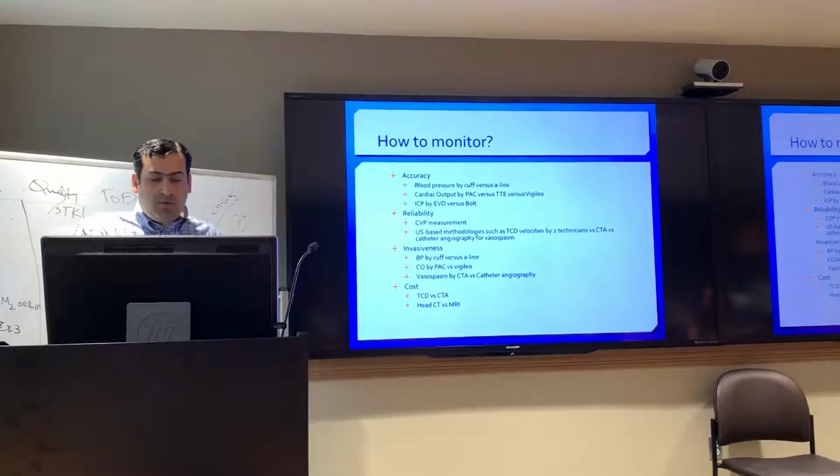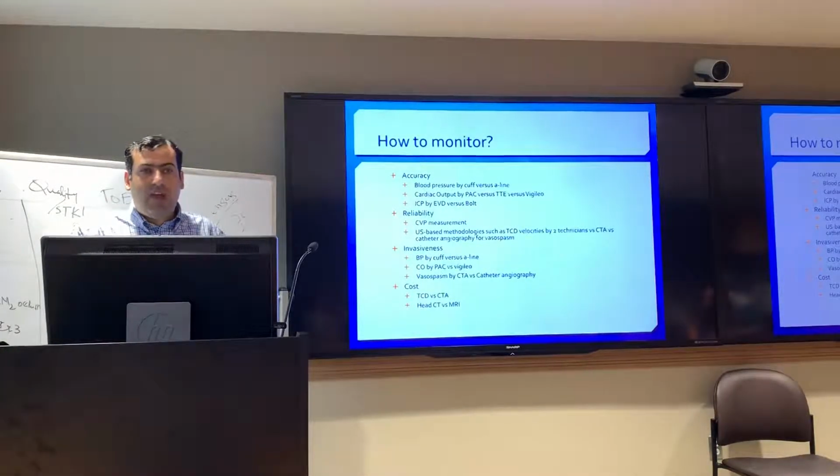Or, for example, you can use CTA, which has more reliability. If you do two CTAs on a patient back to back, you're getting the same values. Well, it may not be as accurate as an angiogram, but it's very reliable. Or catheter angiography is both accurate and reliable.